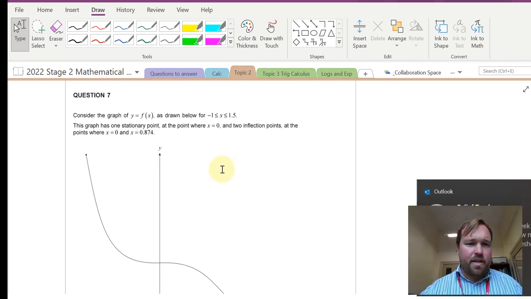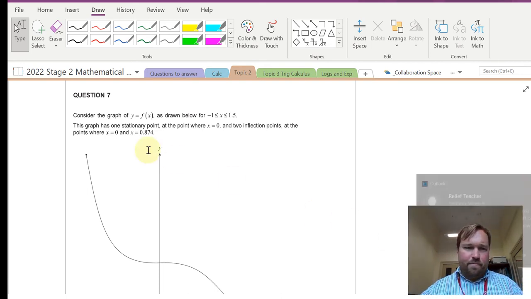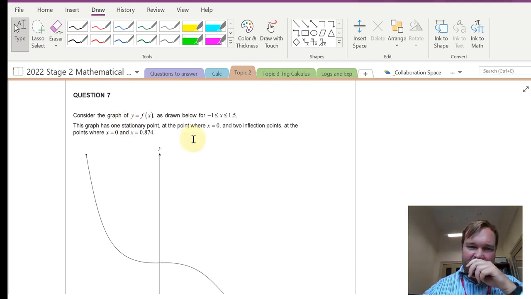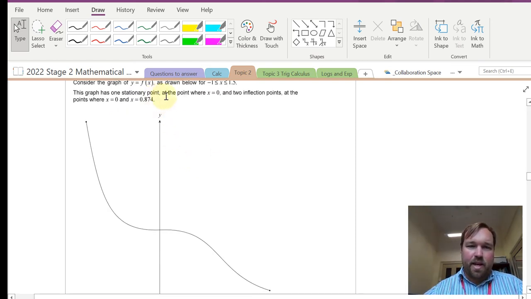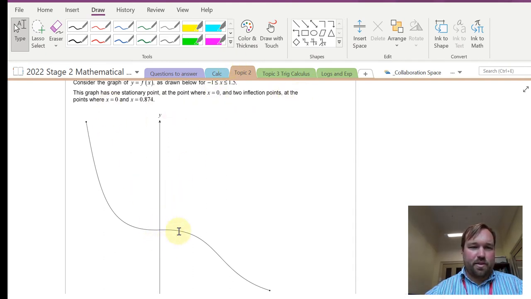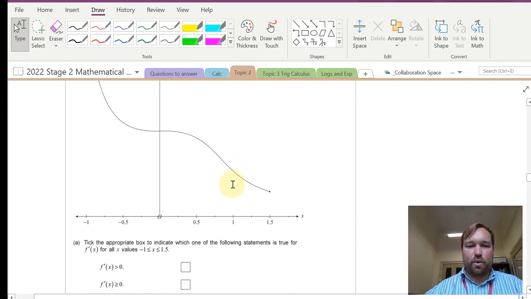Alright, question 7. Consider the graph y equals f(x) as drawn below. So we've got the original graph. The graph has 1 stationary point at x equals 0, and 2 inflection points at x equals 0 and x equals 0.874, roughly. But we assume that's like there. Sure. So we are talking stationary inflection, regular inflection-ish.